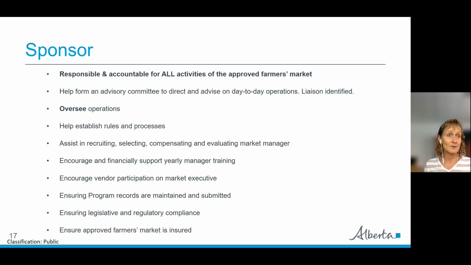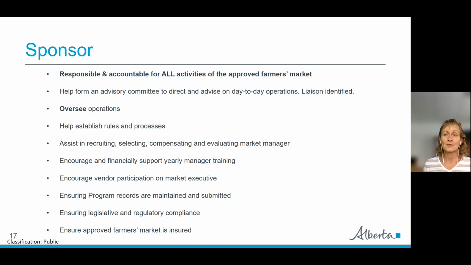Overall, they oversee what goes on in that market, help establish the rules and the processes. They assist in recruiting, selecting, compensating, and evaluating you, the market manager. They are there to encourage and financially support yearly market manager training if they are able to do so financially, to encourage vendor participation on the market executive within that advisory committee, to get vendors involved and be a part of the decisions that are made at the market level. They are there to ensure that the program records that we need within the government are maintained and are submitted to us in a timely manner.